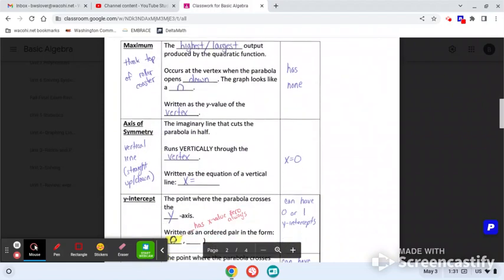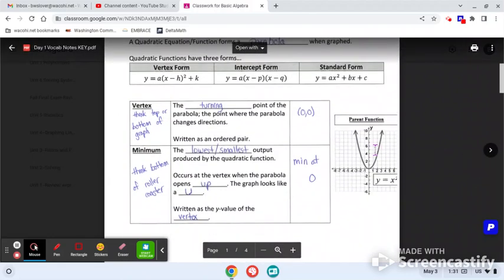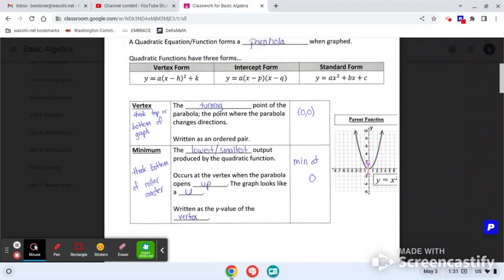The maximum, think the top of the roller coaster. This is the highest or the largest output produced by the quadratic function. It occurs at the vertex when the parabola opens down, and the graph looks like a letter N. It is written as the y value of the vertex. So if I relate it to the graph that I just looked at, this graph has no maximum. This is a minimum. You can't have a minimum and a maximum. This has no maximum because these arrows are pointing up. It means it keeps going infinitely. So there is no maximum on this particular graph.